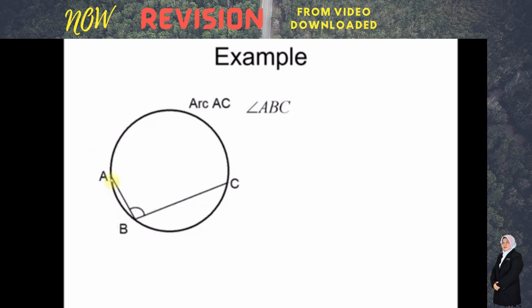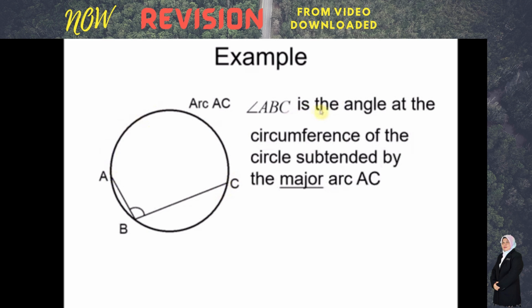Angle ABC, this angle here, is the angle at the circumference of a circle subtended by this arc. So this arc here is arc AC. This is a big arc, so it is a major arc AC. So the answer here: the angle ABC is the angle at the circumference of the circle subtended by the major arc AC. This is how you describe the angles at the circumference, which is subtended by a certain arc.